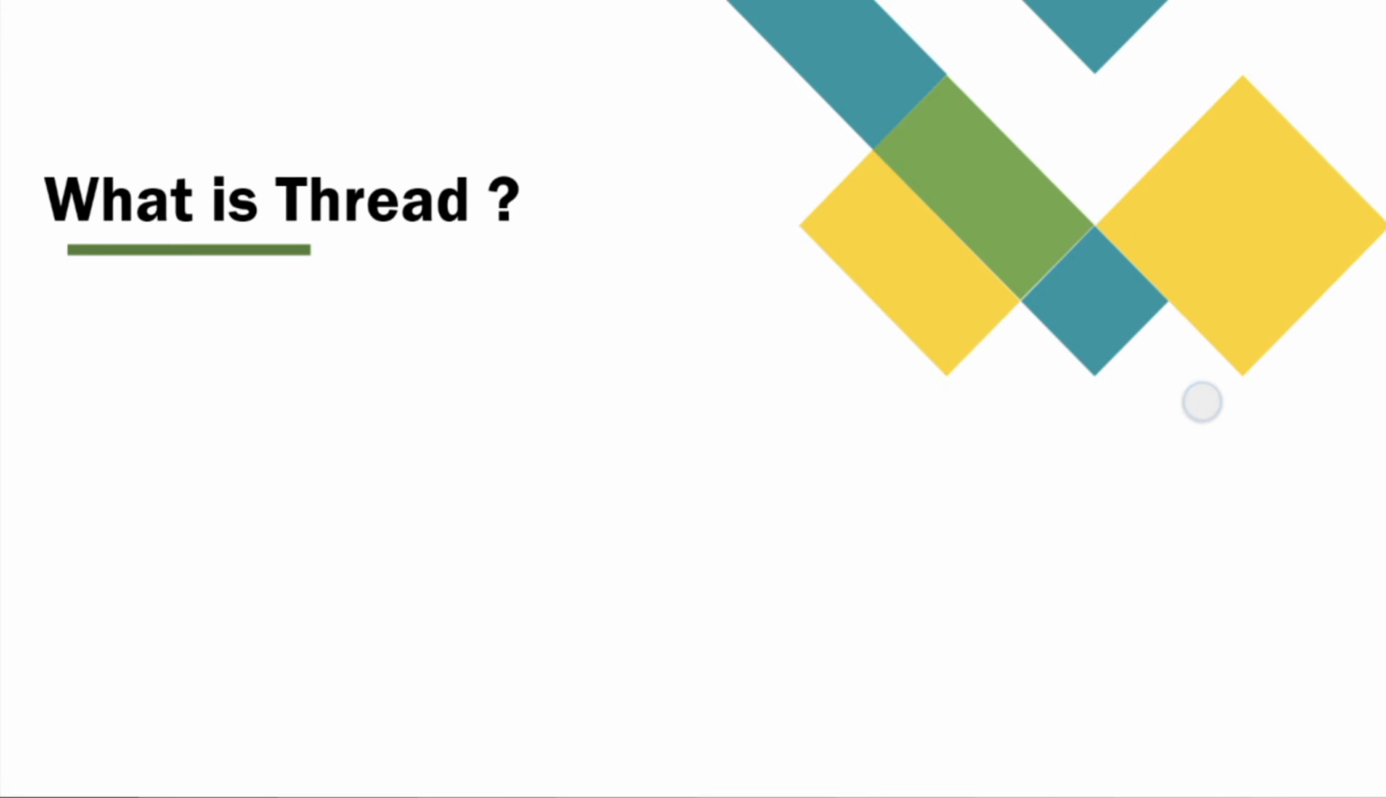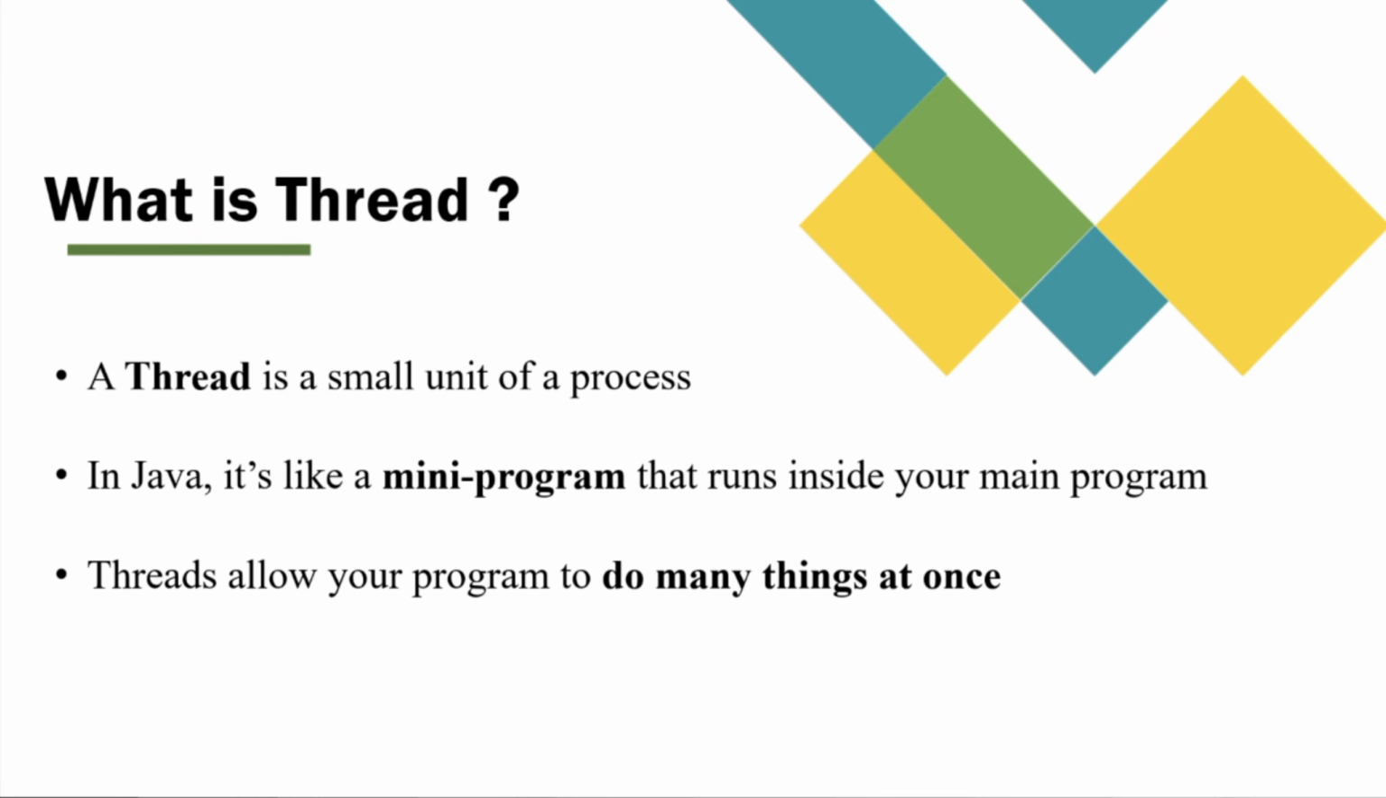What is a thread? A thread is a small part of a process. It runs independently inside the main program. Threads allow multitasking in Java and help in doing many tasks at the same time. For example, playing music while typing.